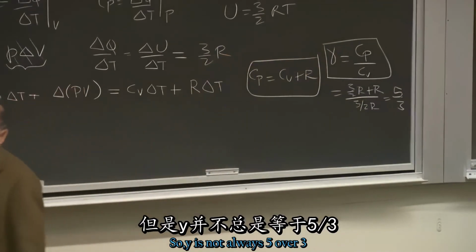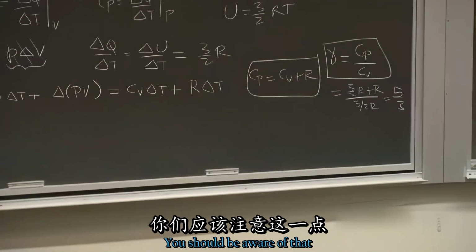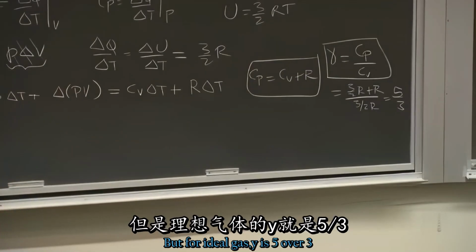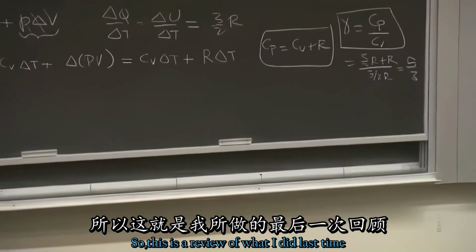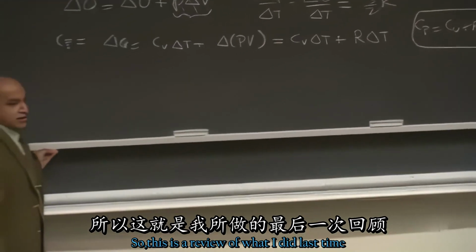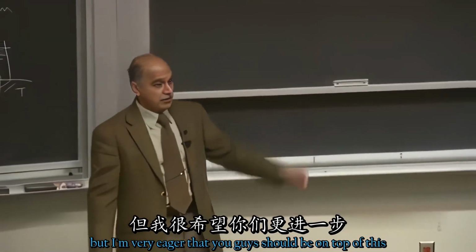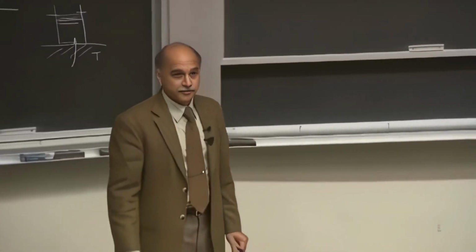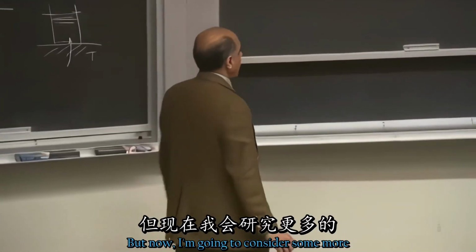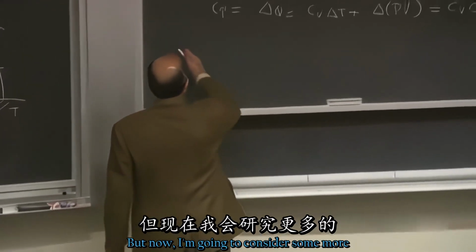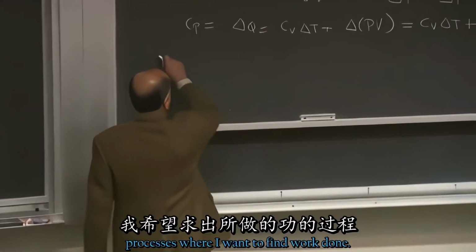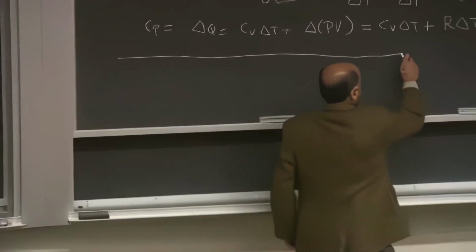So gamma is not always 5 over 3. You should be aware of that. But for an ideal gas, gamma is 5 over 3. So this is a review of what I did last time. But I'm very eager that you guys should be on top of this, and it's worth doing it one more time. But now I'm going to consider some more processes where I want to find work done.